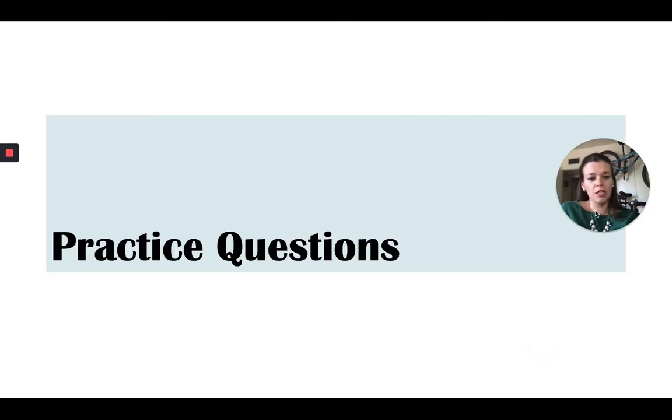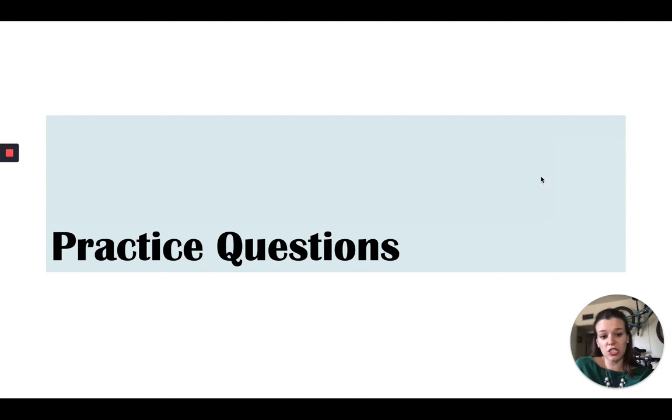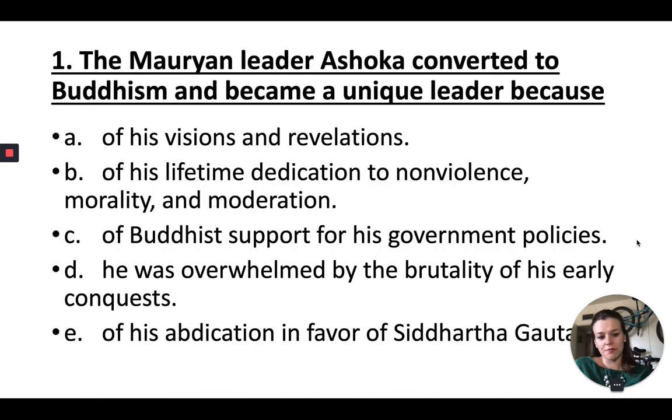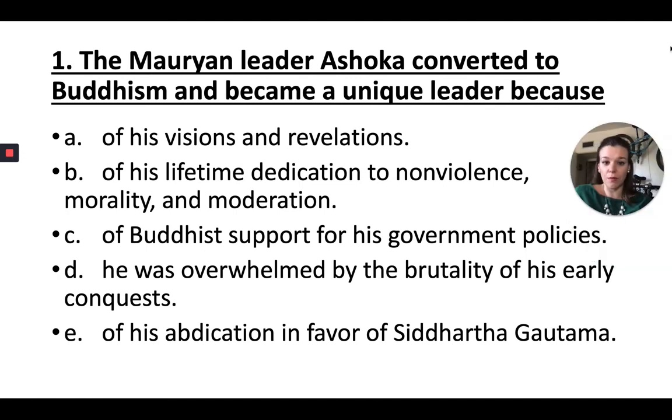Okay, let's do just a few practice questions to finish up our day. Nowhere for my little face to go. So, the Mauryan leader Ashoka converted to Buddhism and was a unique leader because, what made Ashoka a unique leader?